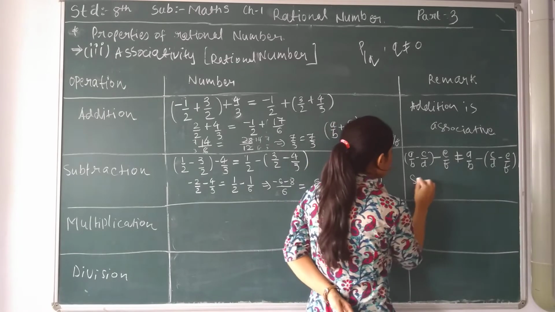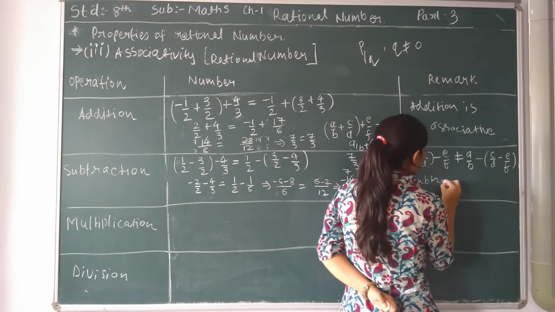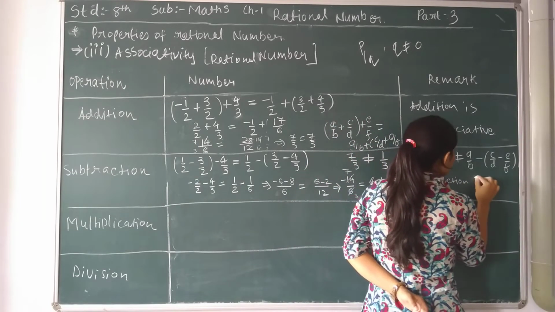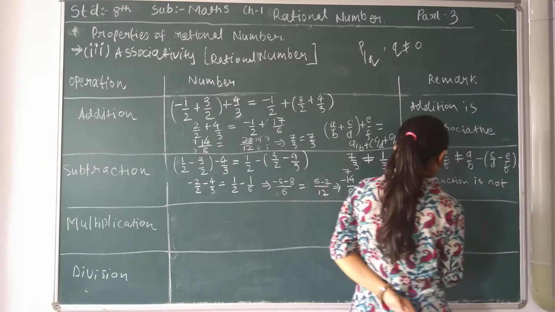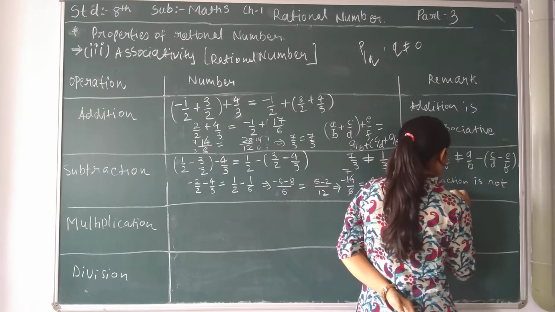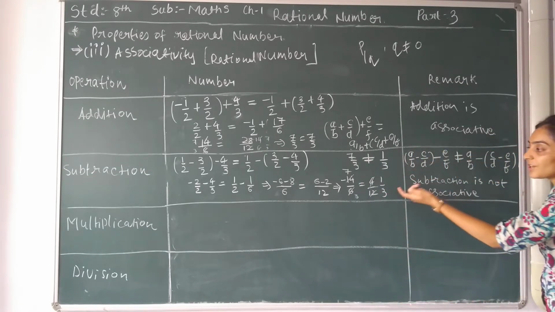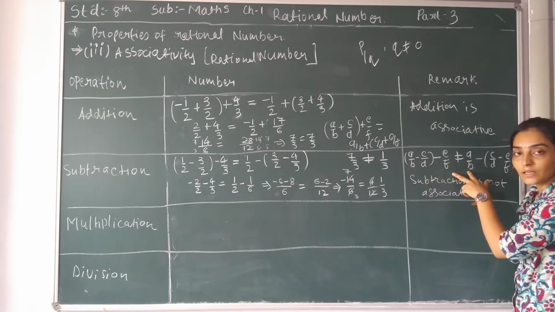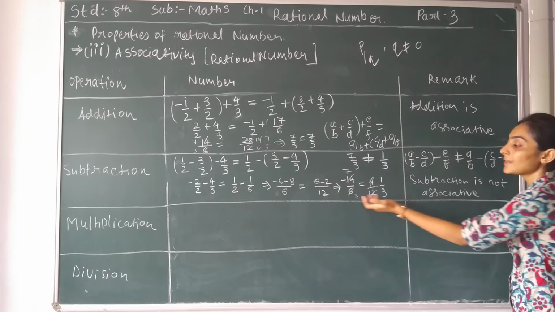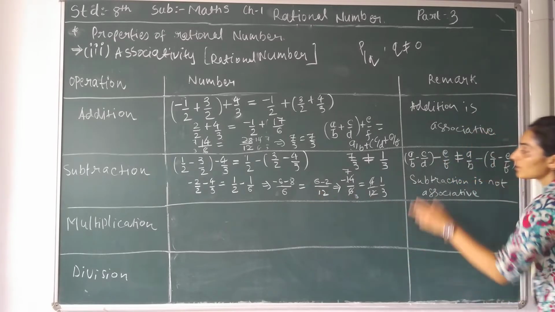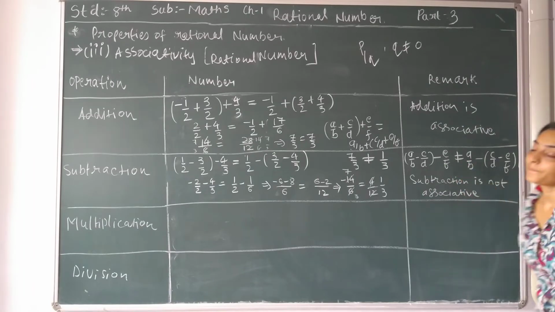Okay, so subtraction is not associative. I'm writing this general form over here. It does not make any difference, because I did not have space over here, so I'm writing the general form over here.